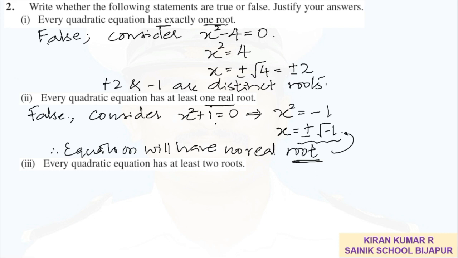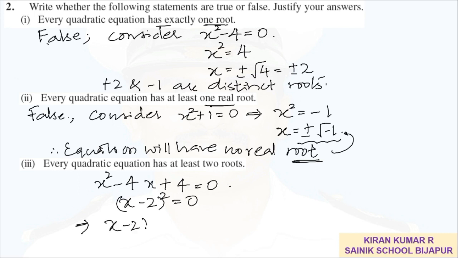Let's take up the third statement. Every quadratic equation has at least 2 roots. For this also, I would like to discuss with an example. If I have x squared minus 4x plus 4 equal to 0, this is nothing but (x minus 2) whole squared. When it is (x minus 2) whole squared, it is (x minus 2) multiplied by (x minus 2) equal to 0. So x is equal to 2 or 2. They are equal roots.